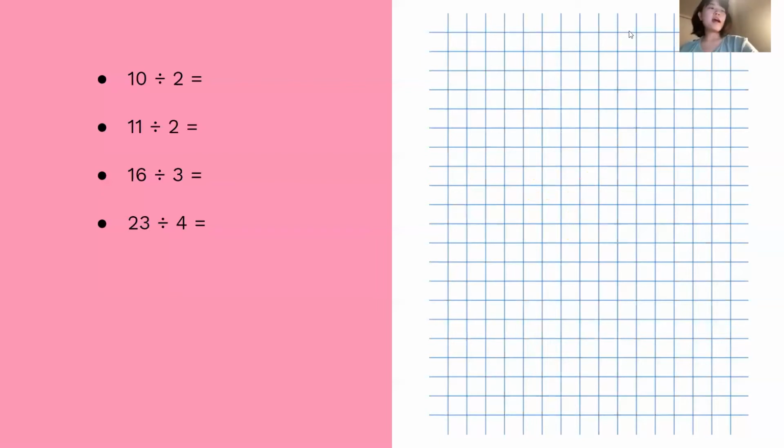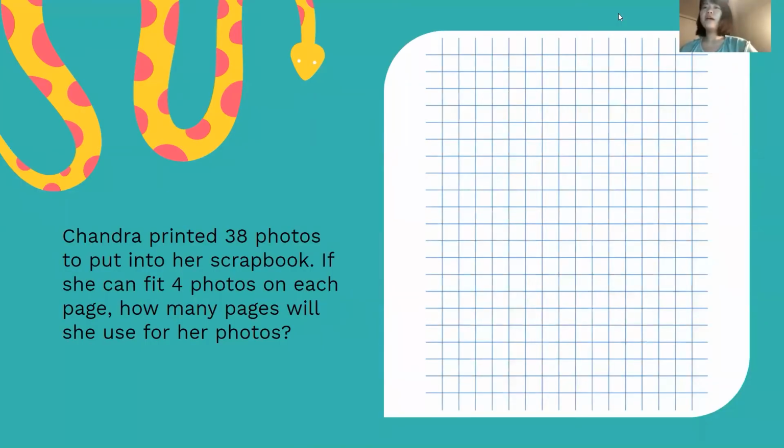Okay. And after we solve the basic numeric problems, let's see one word problem. Chandra printed 38 photos to put into her scrapbook. If she can fit 4 photos on each page, how many pages will she use for her photos? So we already know she has 38 photos to put in her scrapbook. And each page can fit 4 photos. And she's asking how many pages she can use. So we have to divide by 4. Then we can get the answer of how many pages she will use for her photos.